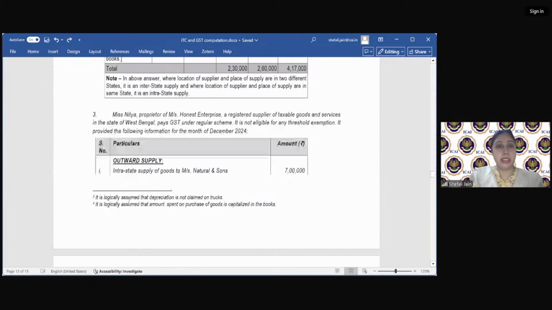You can see it is logically presumed that depreciation is not claimed on trucks. And the second assumption we have taken is that the amount spent on purchase of goods is capitalized in the books. So this is what we expect you to mention in the exam. This way you will not be stuck in any of the questions. So these were some of the points I wanted to highlight.